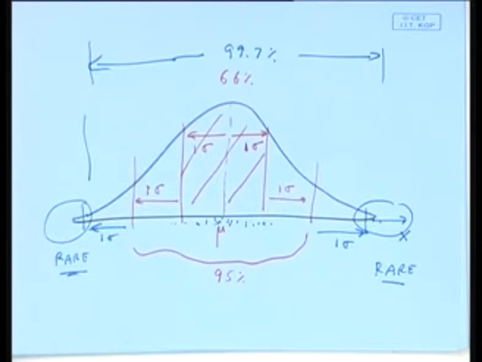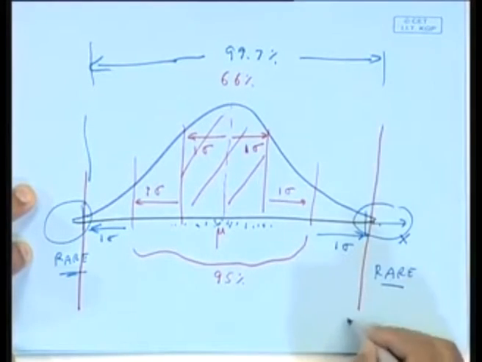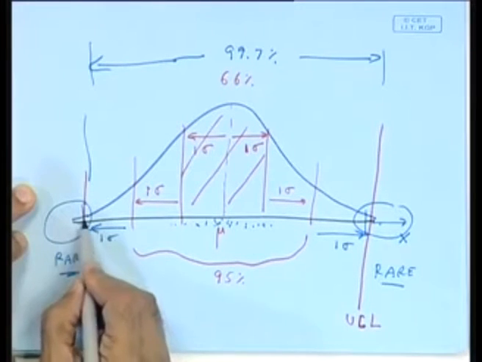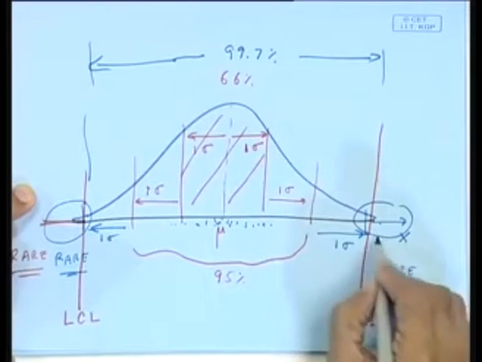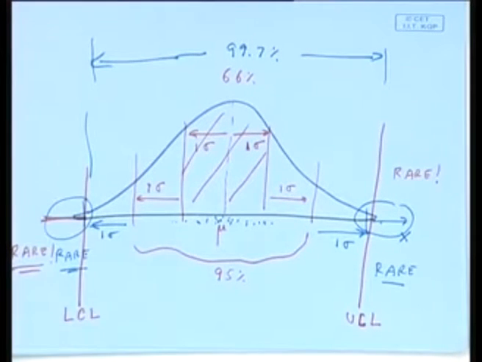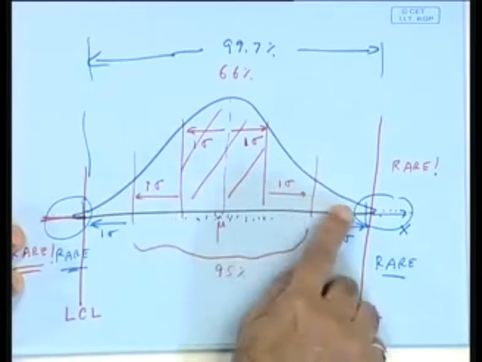Why I say that is that the control limits are set exactly at this rare limit there. So there is the upper control limit here, and the lower control limit here. Anything beyond this is rare, and anything beyond this is also rare. Therefore, when I plot my control chart and find points coming over here or over here, that is no more explainable by the natural variation of the process.